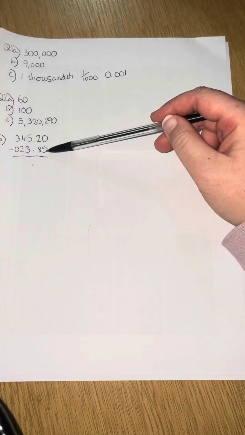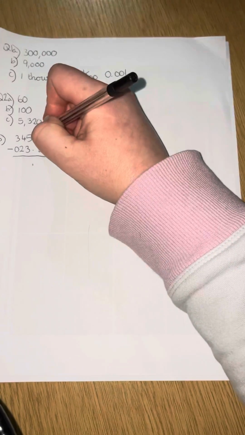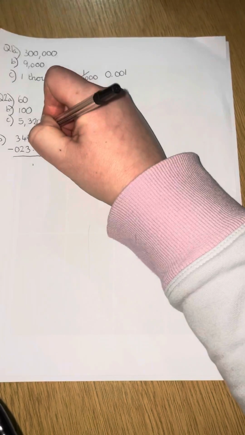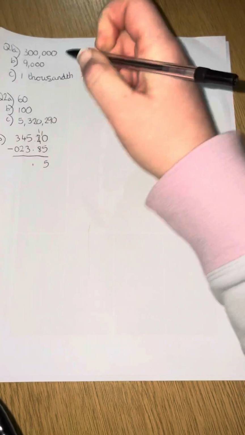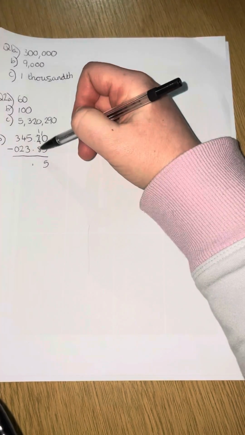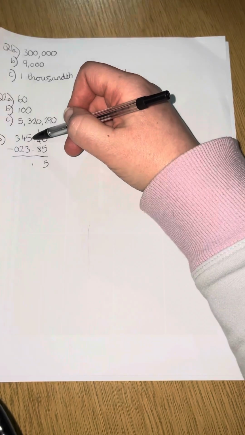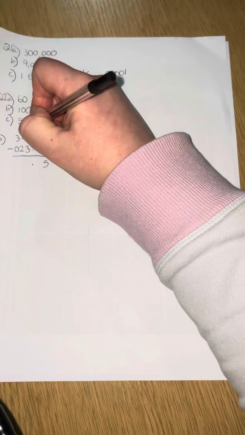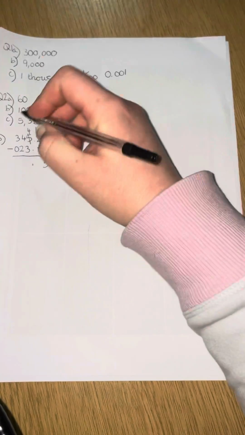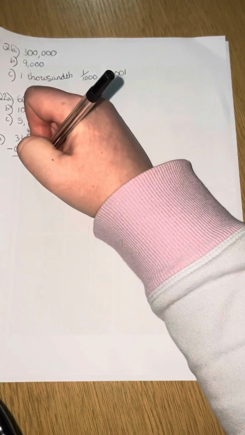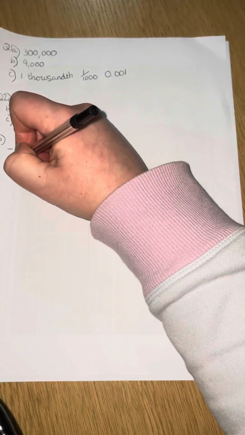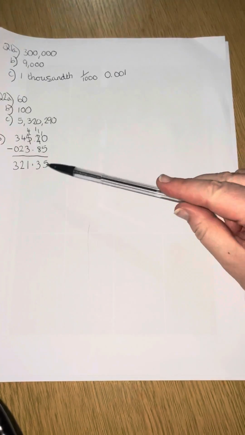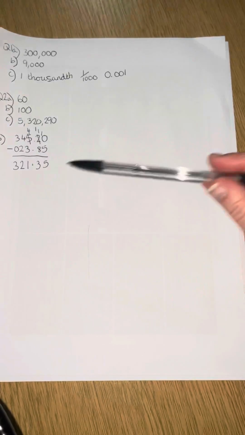So 0 take away 5, we can't do that one, so we're going to go next door to the tenths. So the 2 becomes a 1, and we pass that one on. So it's now 10 subtract 5, which is 5. 1 subtract 8, again I can't do, so I'm going to have to borrow from the ones. So the 5 becomes a 4, we pass 10 on, so it's now 11 subtract 8, which is 3. 4 subtract 3 is 1. 4 subtract 2 is 2. 3 subtract 0 is 3. So it leaves you as an answer of 321.35.